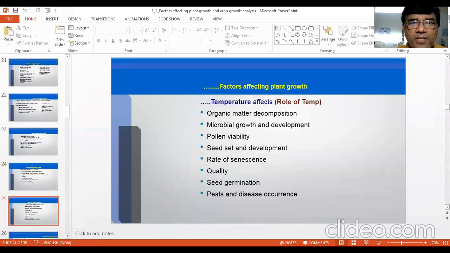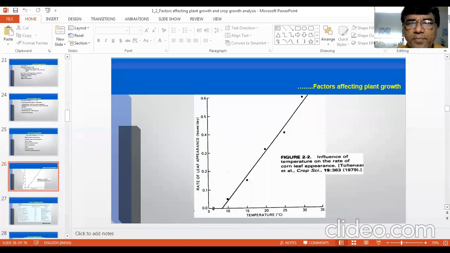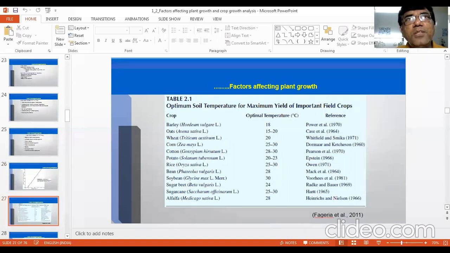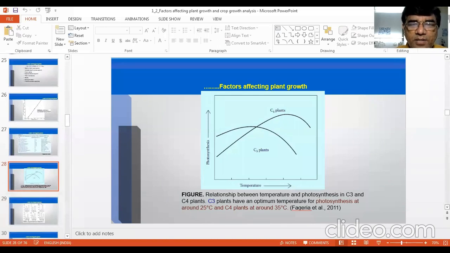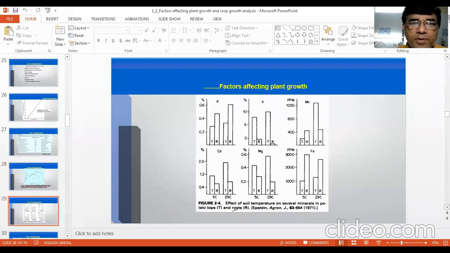We were discussing the role of temperature, the effect of temperature on growth of the crop. So you see, at all the growth stages of all the plants, you need a certain optimum temperature. There may be a minimum, there may be a maximum, but in between is your optimum temperature. C3 plants can grow in lower temperature than C4 plants. So the requirement of temperature is higher for C4 plants than C3 plants.